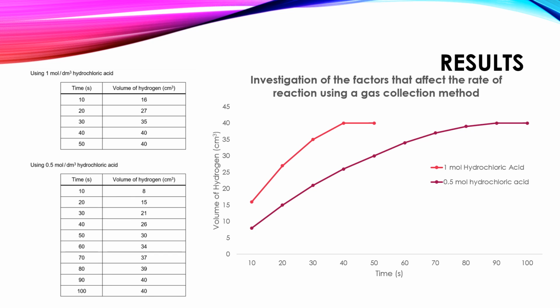So for the final part of this reaction, you are just going to plot your results with the volume of hydrogen gas on the y-axis against the time on the x-axis for both the concentrations of the hydrochloric acid. So as you can see, I've again included some sample results and an example graph for you.